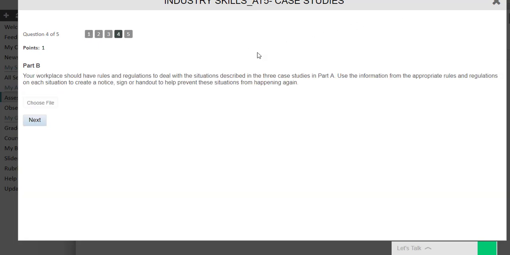So in part 4, we're looking at the strategies that you've worked out for 1, 2, and 3. So what we're saying is that your workplace should have rules and regulations to deal with the situations that were described in these 3 case studies. So you need to put together a little poster or some form of handout that has information in it describing how you can prevent these situations from happening again. So this really doesn't need to be any more than an A4 sheet. You may want to use pictures similar to what you see at a swimming pool up on the wall where they have some rules and guidelines. So that's what's required for this task.